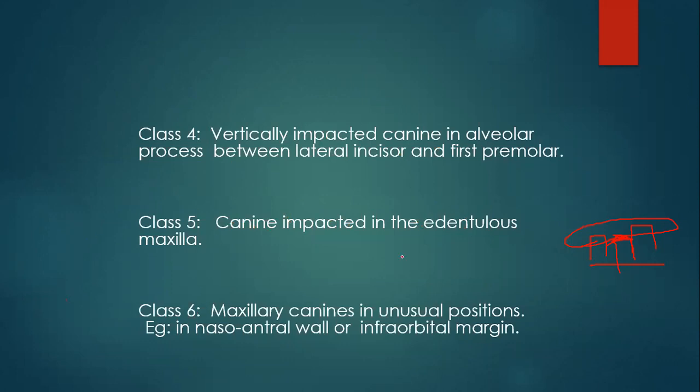Similarly, in class 6, the maxillary canine is in an unusual position, for example, in the nasoantral wall or infraorbital margin. Like if you see a patient from the facial point of view and you do an OPG, you can see that the patient has its maxillary canine present near the nasoantral wall here, or below the infraorbital margin here. Such impactions can be seen on the OPG or your lateral ceph. So you need to know that this comes under class 6.